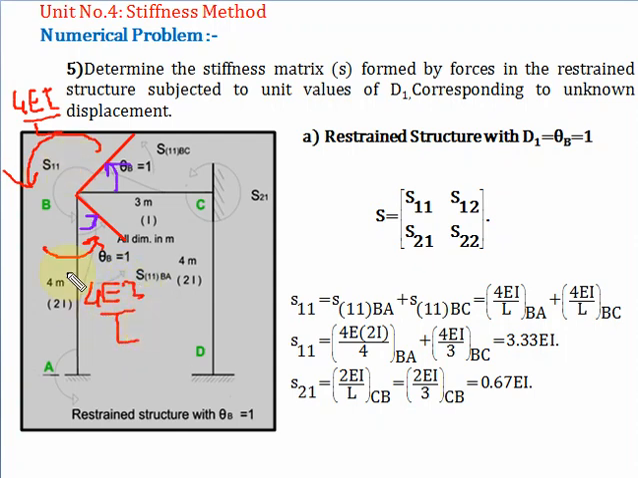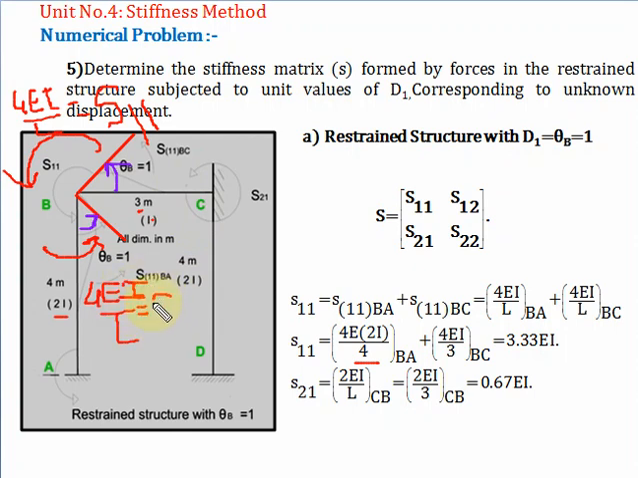Now here, what is the value of I? It is 2I for member BA, and the length of the member is 4. So here we have put it. Okay. Now for member BC, what is the value of I? It is I, and what is the length of the member? 3. So 4EI upon 3. Okay. Now here, what number should we give? Theta B is our first unknown. Where the unit rotation is applied at theta B, this is also our first unknown. So this is S11. Okay. For this also 4EI upon L.